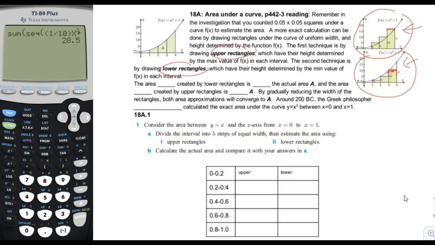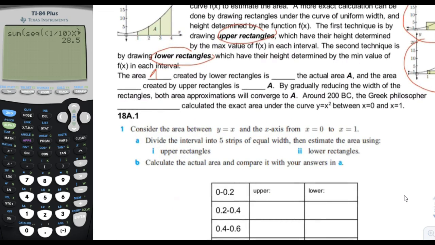The area A sub L created by lower rectangles is less than the actual area A, and the area A upper created by the upper rectangles is greater than A. I should probably say equal to. Less than or equal to, greater than or equal to. By gradually reducing the width of the rectangles, both area approximations will converge to the actual area.